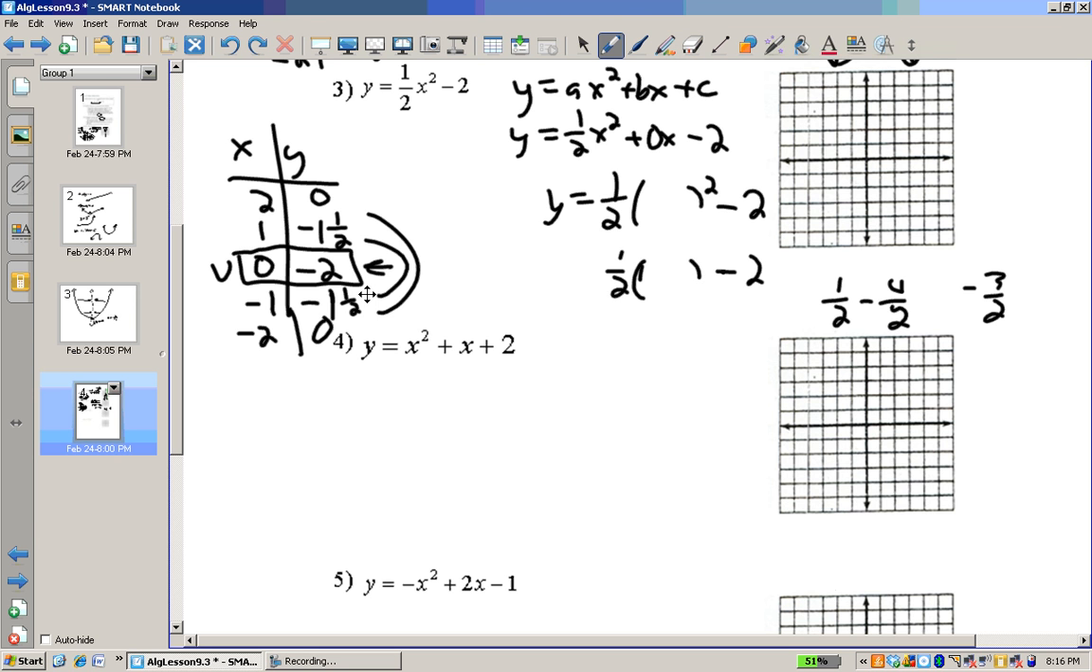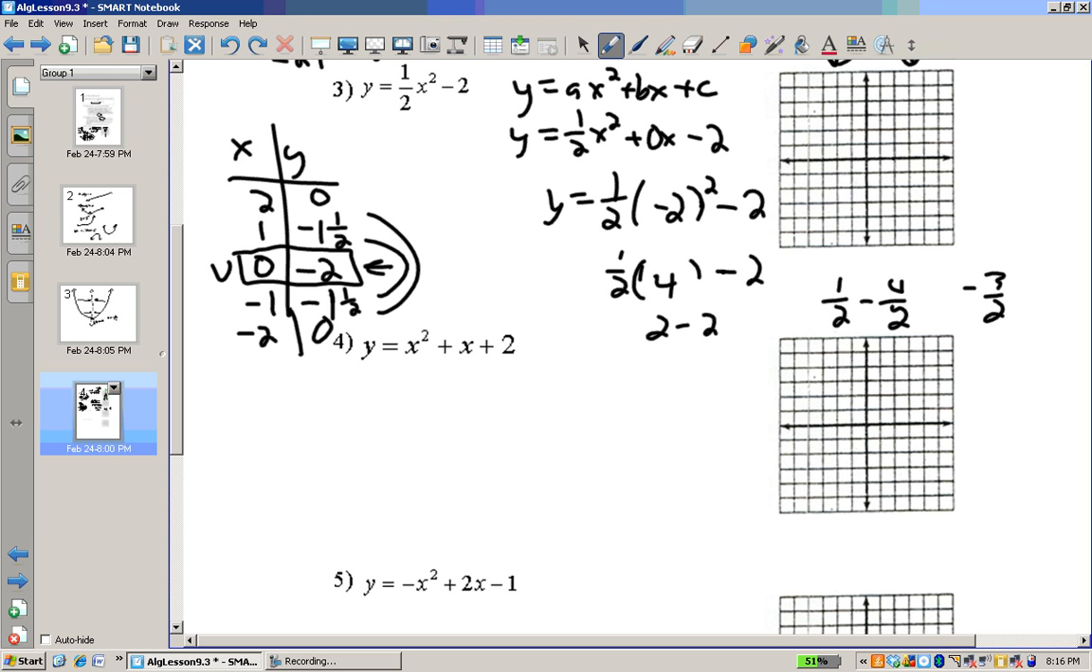If not, I know one of two things has happened. Either my algebra has been done incorrectly, or my vertex was incorrect. Now negative 2 squared, in parentheses, negative 2 times negative 2 is 4. Half of 4 is 2, and 2 minus 2 is 0. So this is correct. This is working the way it should be.